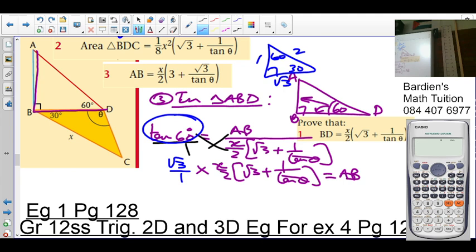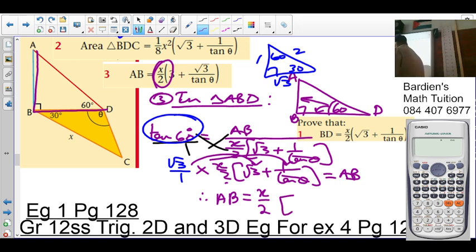If we look at what we have here, we got x over 2 outside, so I'm going to leave that like that. What must happen to this root 3? We multiply it inside the bracket. Therefore, AB is equal to x over 2 into root 3 times root 3, 3, plus root 3 times 1, root 3, 1 times tan theta, tan theta. And they have just proven what AB is.